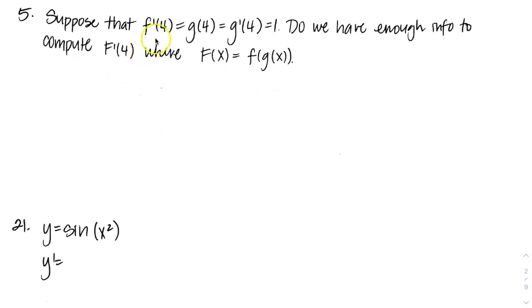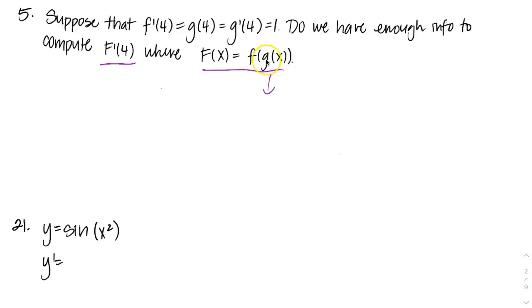Next one, suppose that f prime of 4 equals g of 4 equals g prime of 4 equals 1. So all these are equal to 1. That's all that's saying. Do we have enough info to compute f prime of 4 where f of x equals f of g of x? So this is a constant trick that AP uses. They'll say, hey, compute this, but this equals that. So really all we're doing is taking the derivative of this guy. Then we're going to sub in 4. And that's a chain rule.